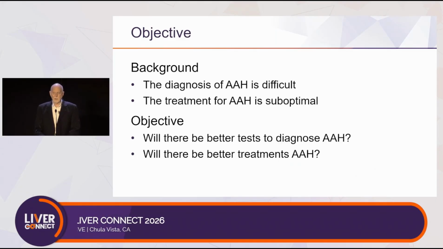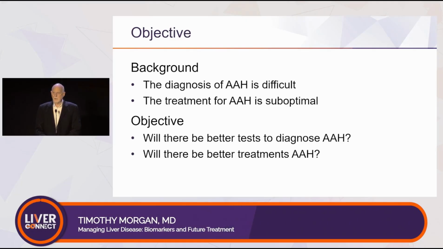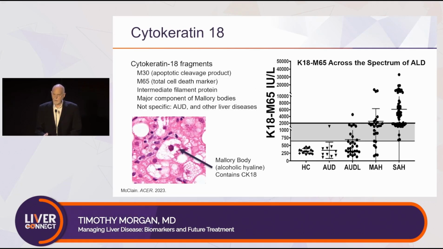So today we're going to talk about the future in alcoholic liver disease or alcohol-associated hepatitis. I think many of us agree that this disease is somewhat difficult to diagnose and the treatments are suboptimal. So we're going to look at any ways that we can improve the diagnosis and look at better treatments that might be coming down the road. First one, in terms of the diagnosis aspect, is cytokeratin 18.